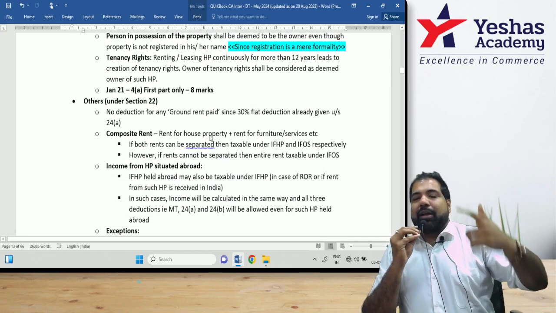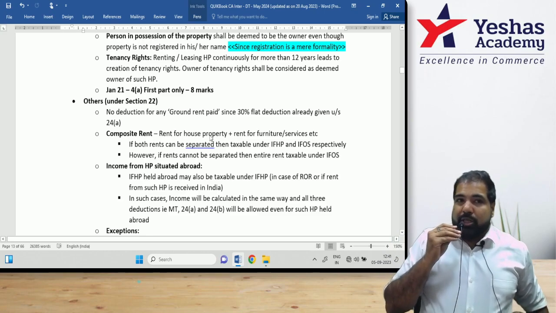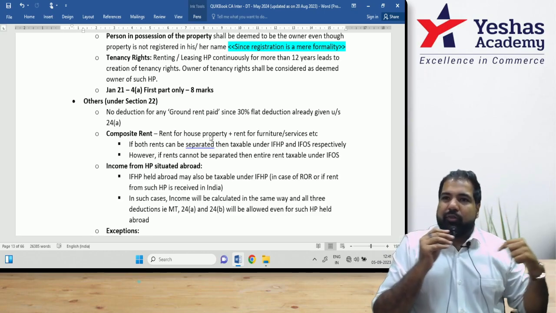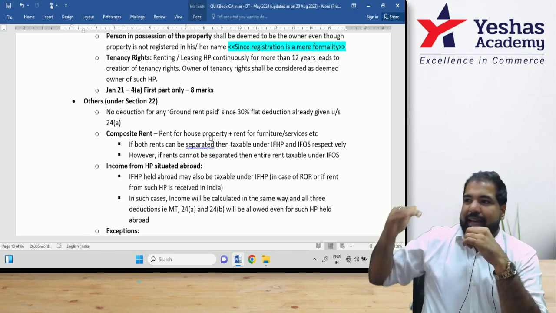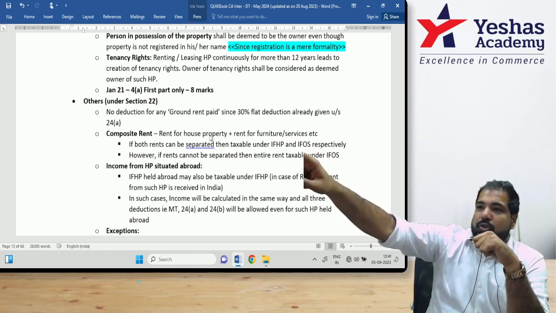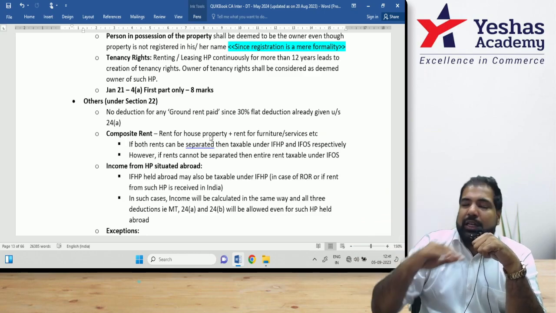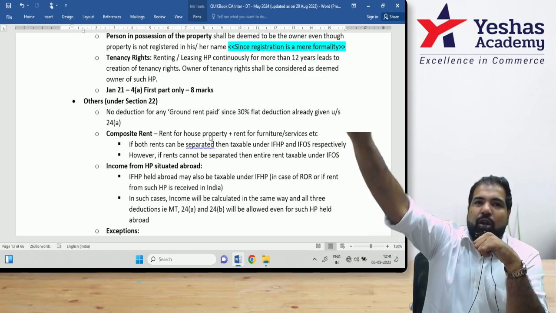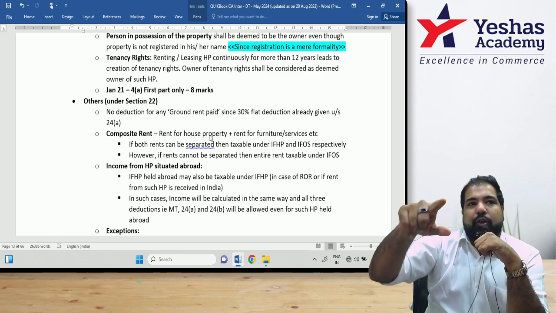Guys, what if renting becomes a business? PGBP. What if I'm renting a plain piece of land? IFOS. Guys, what if one portion is SOP, one portion is LOP? Then a portion means have you divided the house? Now divide the calculation also. How many calculations? Two. Which one will you do first?